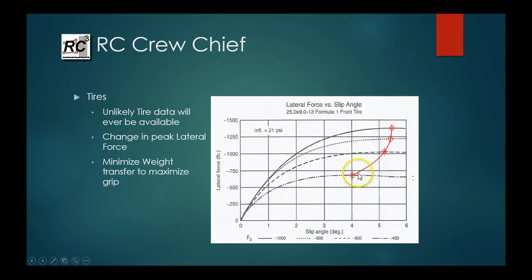So I've drawn a little red line here which picks up the peaks. So you can see here that the peak lateral grip is at different slip angles depending on which load you're dealing with. Now, the other thing on this graph that's really important to understand is the fact that the tire, you can see the distance between these lines is getting smaller and smaller as the load goes up. So if we want to look at a case where, let's look at two cases.